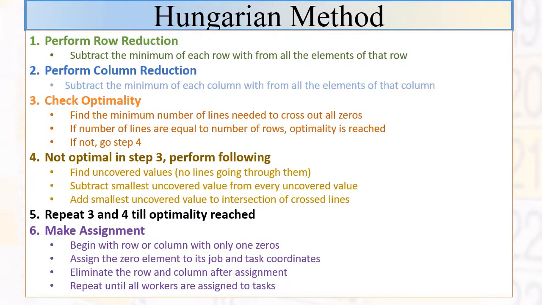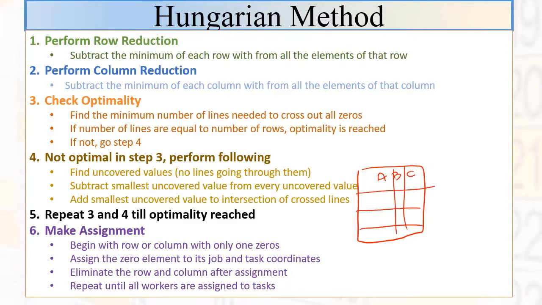So how does the Hungarian method work? We'll have a table of jobs, for example job A, B, C, and then workers 1, 2, 3, and all these numbers associated with some form of cost, and we're minimizing cost. We start by performing row reduction, which is taking the lowest number in each row and subtracting it from every member in that row. That's what we call row reduction, and we carry that table to the next step, which is column reduction.